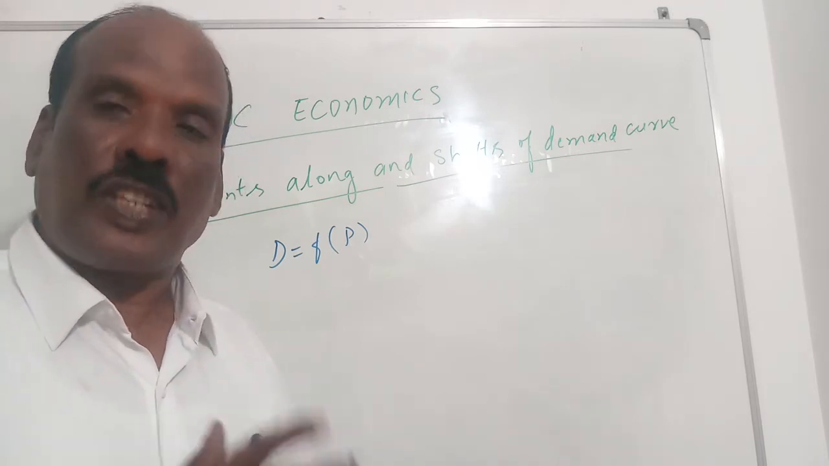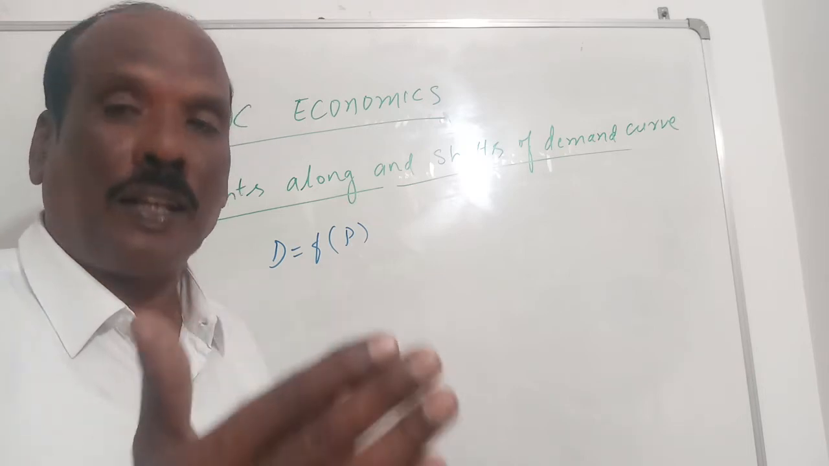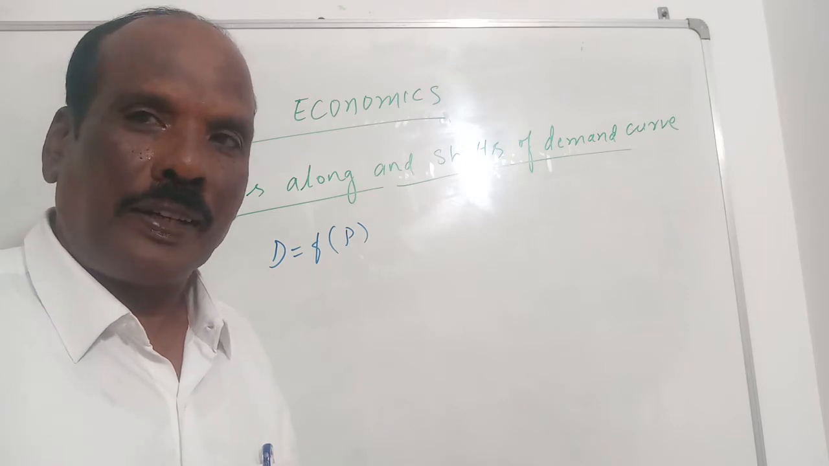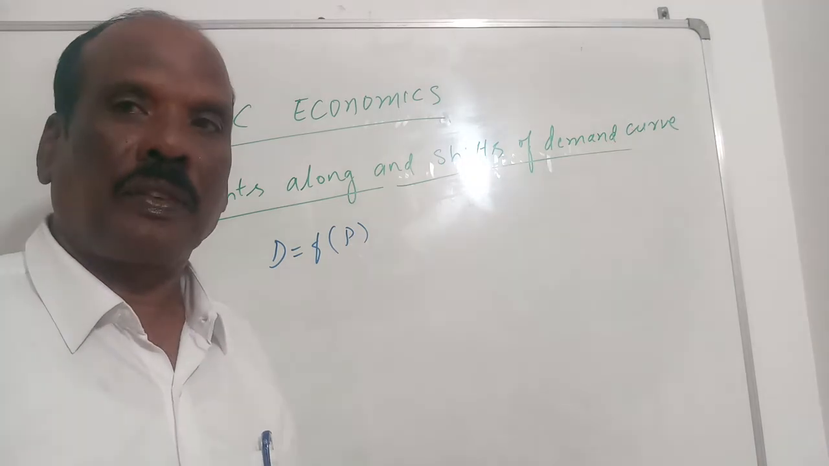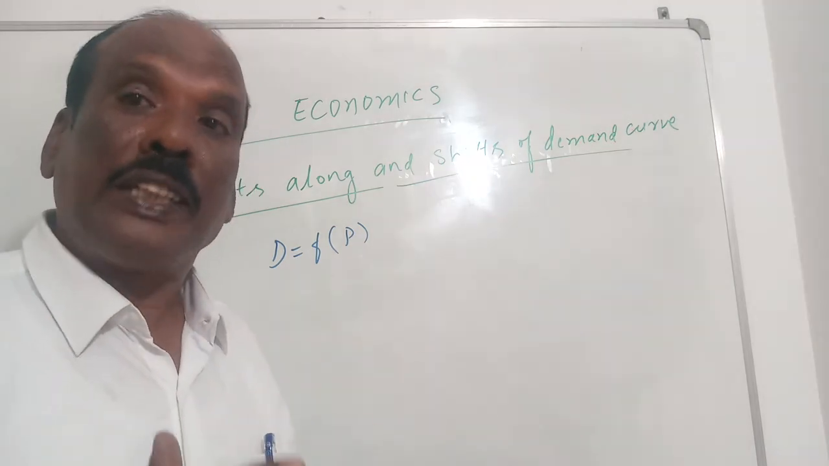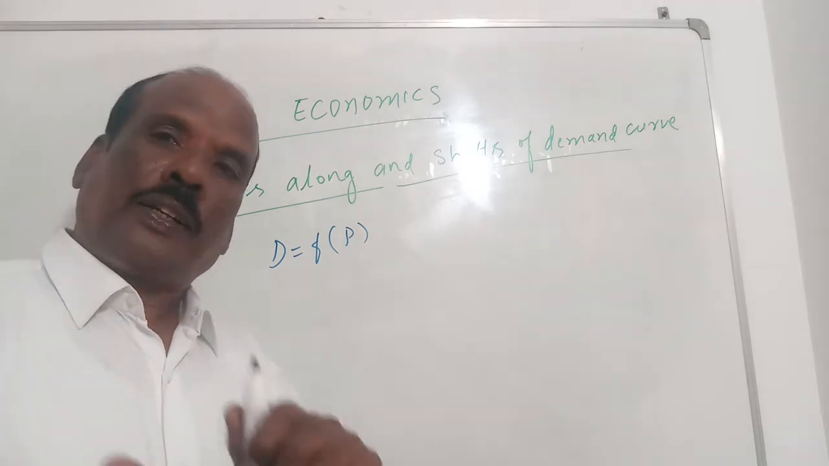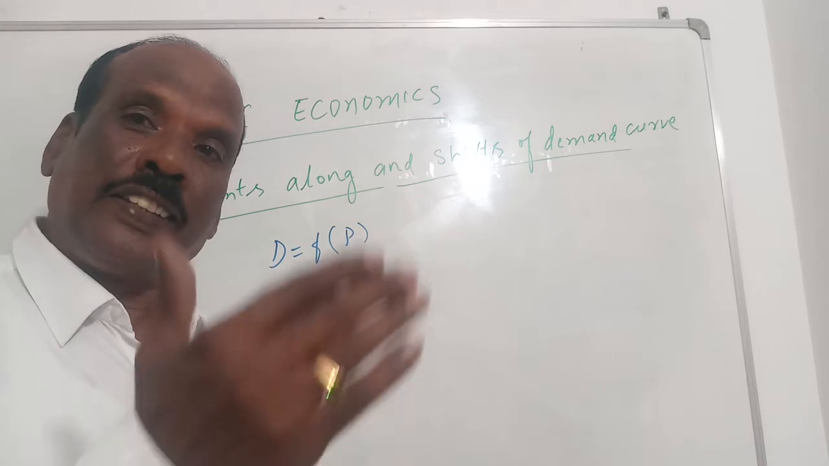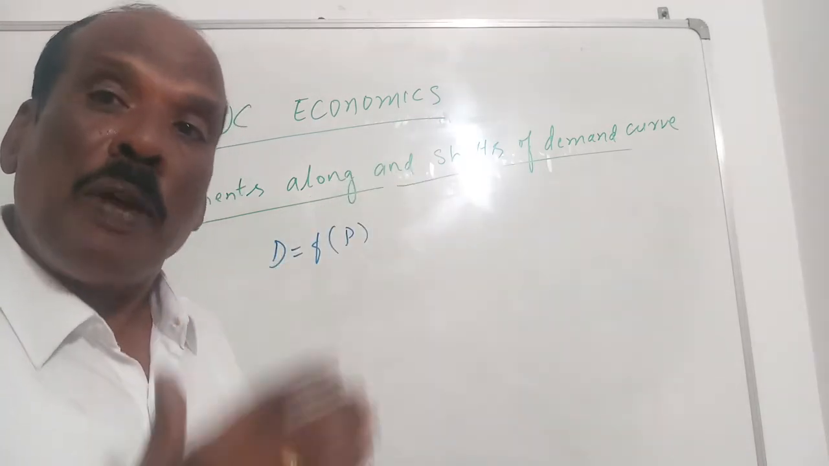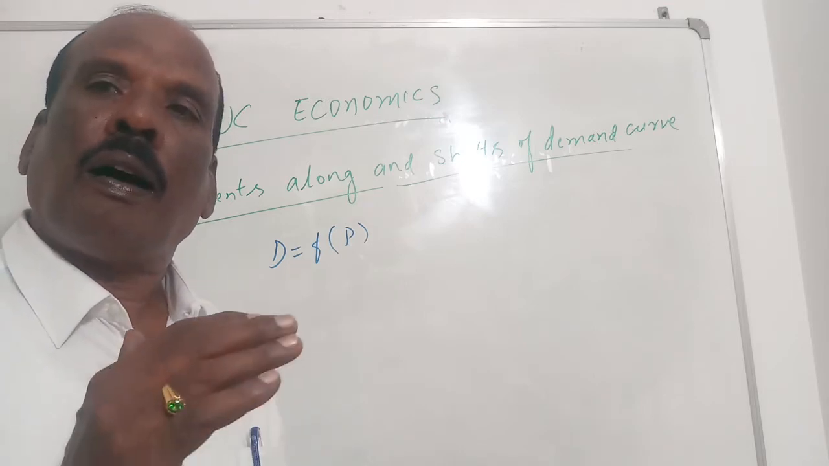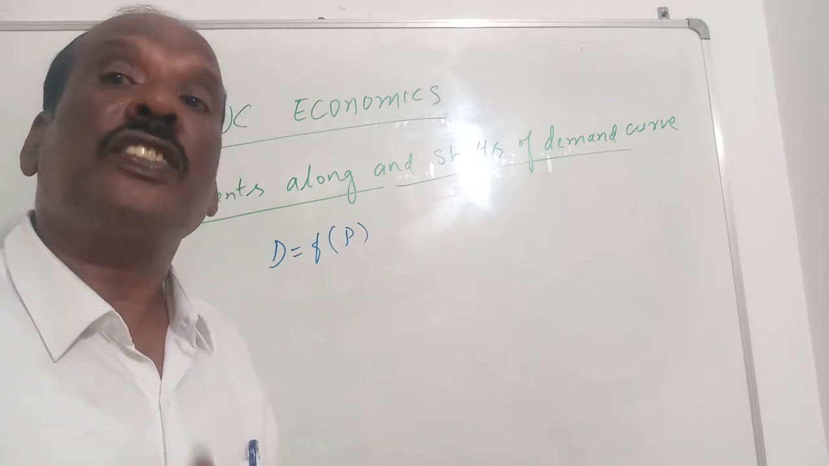We will see the changes in demand, and this is called the shift of the demand. The demand curve shifts rightward or leftward. If it shifts rightward, it means that the demand has increased. If it shifts leftward, it means there is a decrease in demand. Let us first see the movements along the demand curve which happens due to changes in price.